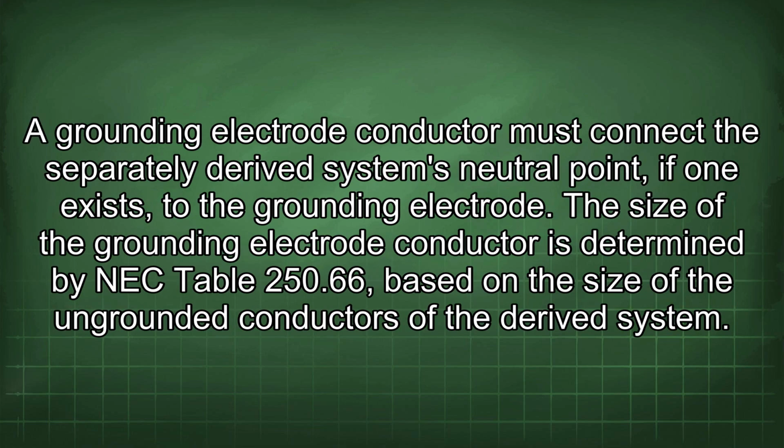A grounding electrode conductor must connect the separately derived system's neutral point, if one exists, to the grounding electrode. The size of the grounding electrode conductor is determined by NEC Table 250.66, based on the size of the ungrounded conductors of the derived system.